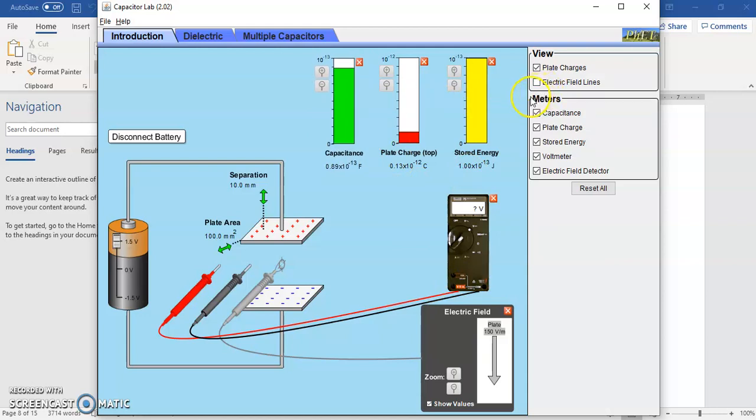But I also have asked you to look at the electric field lines by clicking on this. So pretty much, it's nothing more than that. By clicking on them, it appears. By unchecking them, it's going to disappear. So nothing special.